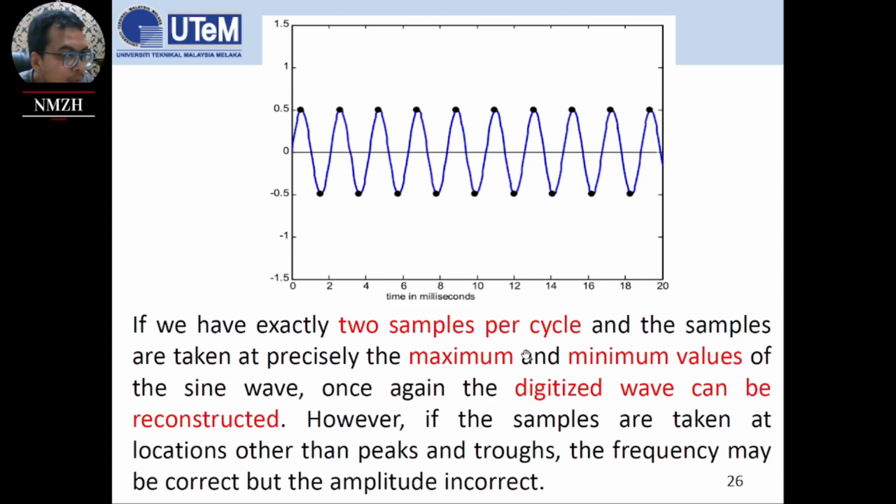With 2 samples per cycle, and the samples taken precisely at the maximum and minimum of the sine wave, the digitized wave can be reconstructed, obviously. But if the samples are taken at locations other than the peak and trough, the frequency may be correct but the amplitude is incorrect. The frequency of that particular point is correct, but the amplitude might not be. That is the reason for at least 3, not 2.